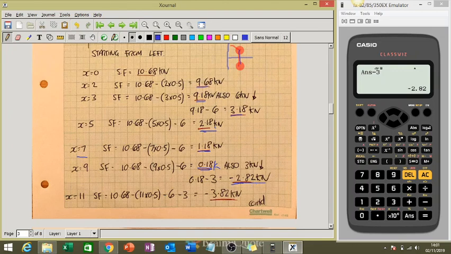Minus, don't forget. So we're going down now below this axis, which tells us where the minimum shear force is, or zero shear force, which is an important point.